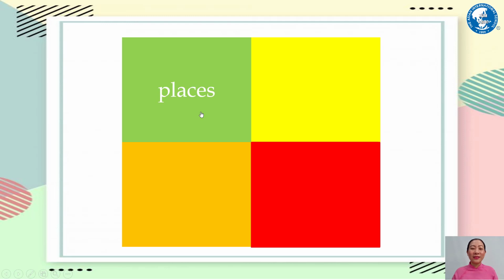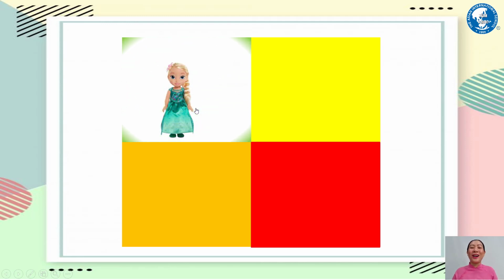The first one. What question word do we use to ask about the places? What? When? Where? You use the question word where to ask about the places. That's right, and this is the present for you. A lovely door. Do you like it? Yes. Thank you. And next one.